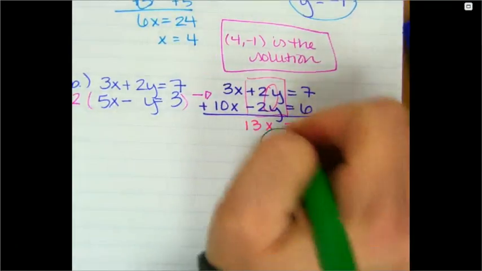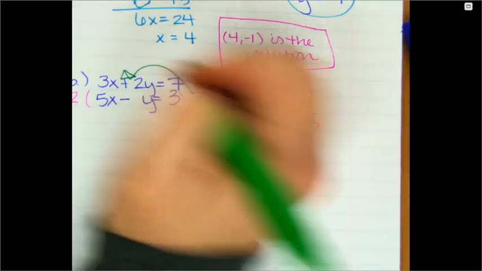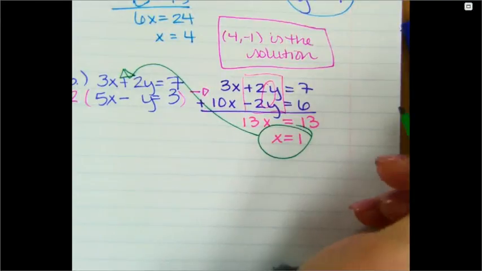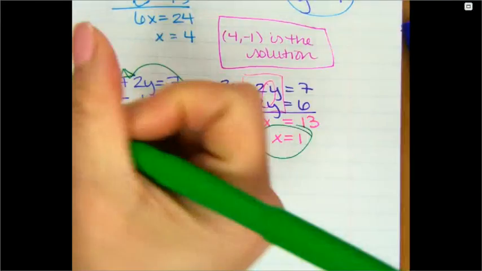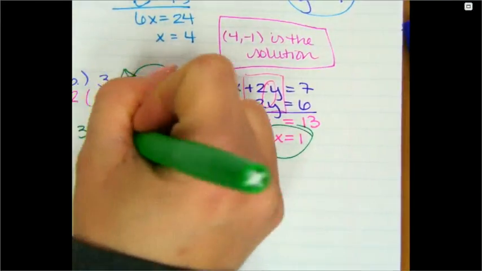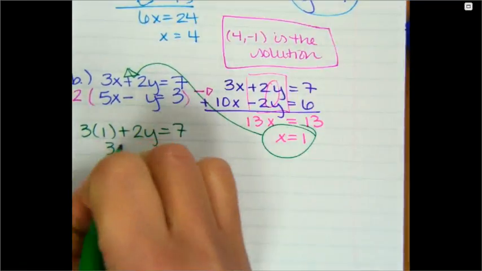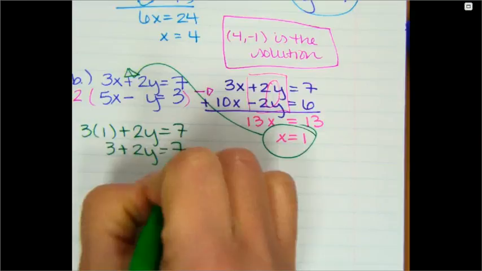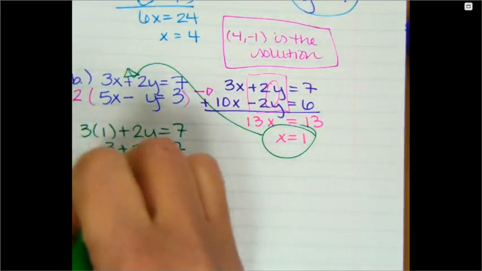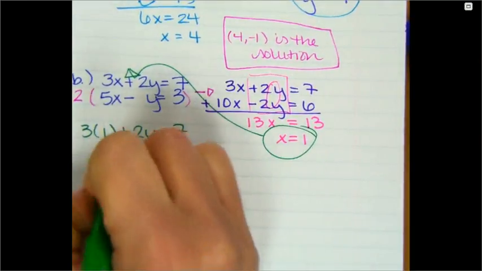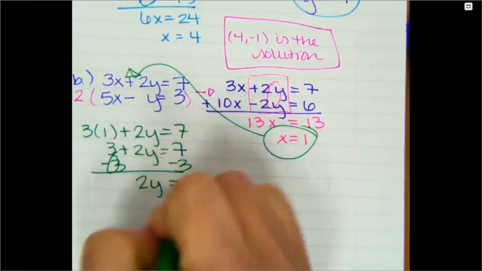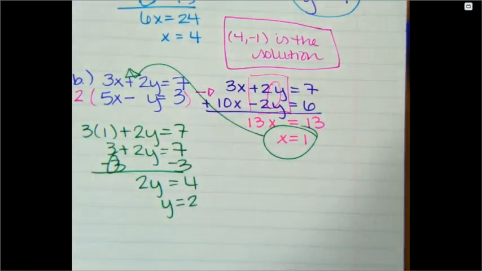Alright, we're going to take it and plug it back in. How many of you have an answer? What do you think it's going to be? 4, 5, 6? Alright, let's see. 3 times 1 plus 2y equals 7. What's 3 times 1? 3. Plus 2y equals 7. What do you do now? Subtract it. Good. 2y equals 4 and y equals what? 2. Very good.